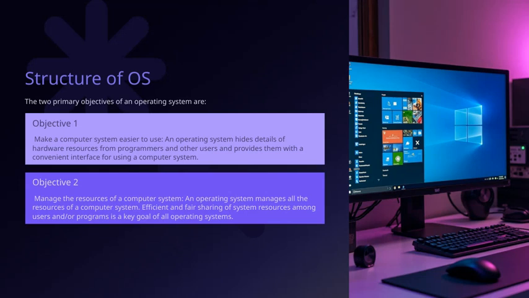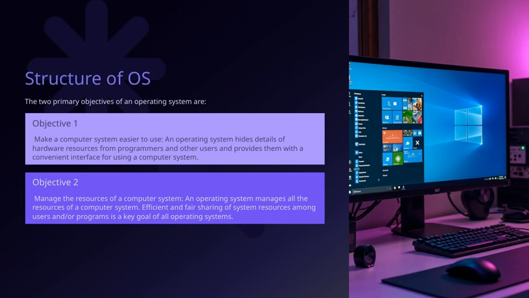Now, let's take a closer look at the structure of an operating system and its primary objectives. The first main goal is to make a computer system easier to use. How does it do that? Well, an operating system hides the complex details of hardware resources from programmers and users. Think of it as a friendly guide that provides a simple, convenient interface, so interacting with the computer becomes much more straightforward and less intimidating.